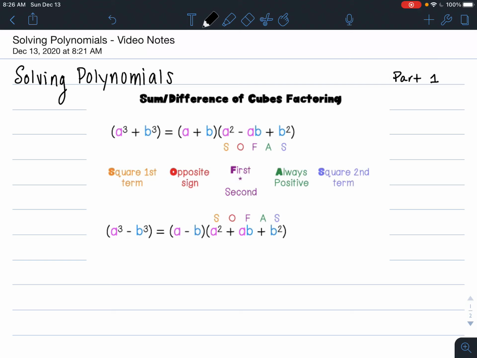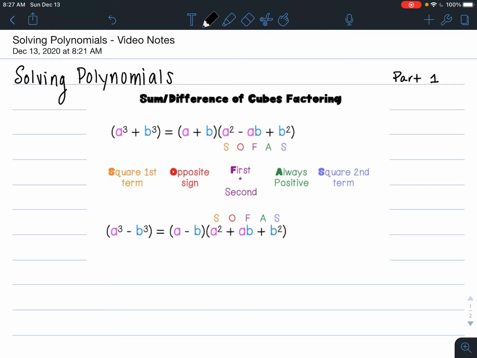So today we're going to go through some examples of solving polynomials, and we're going to start by looking at sum and difference of cubes factoring. And I've already gone ahead and put the factoring pattern down there for you. So I like to use the SOFAS acronym to help me remember how to factor these.